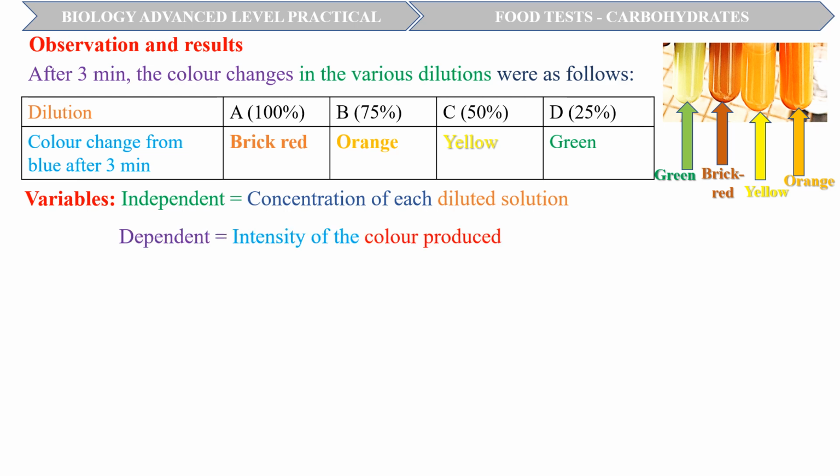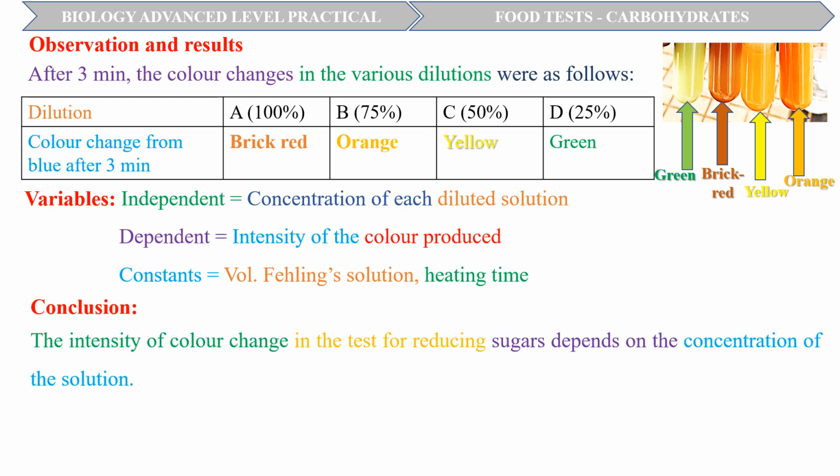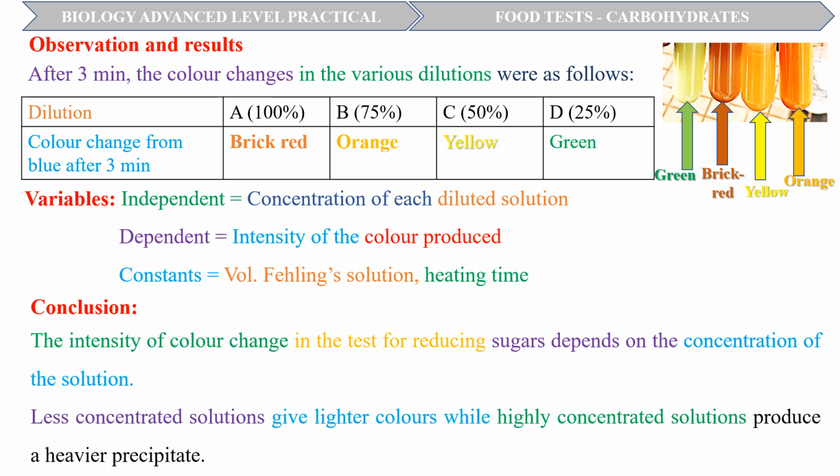The dependent variable is the intensity of the color produced, that is the color change observed. The controlled variables, or the constants, are the volume of Fehling solution added to each test tube and the heating time. As conclusion, we can say, the intensity of color change in the test for reducing sugars depends on the concentration of the solution. Less concentrated solutions give lighter colors, while highly concentrated solutions produce a heavier precipitate.